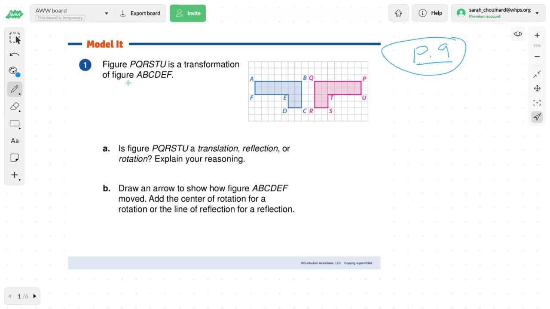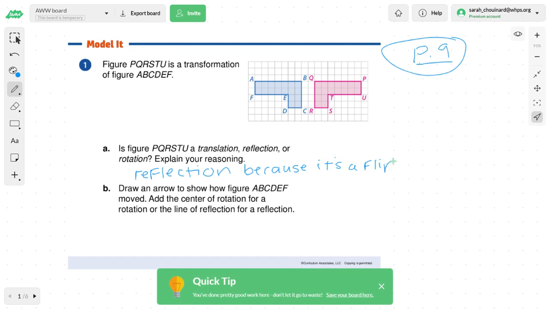So to start, they want to know, is this a translation, reflection, or rotation? Because it's a flip, it's going to be considered a reflection. And so they want us to draw an arrow to show how it was reflected.